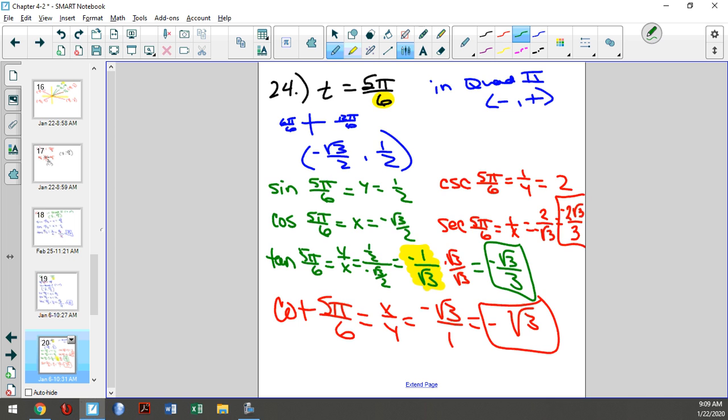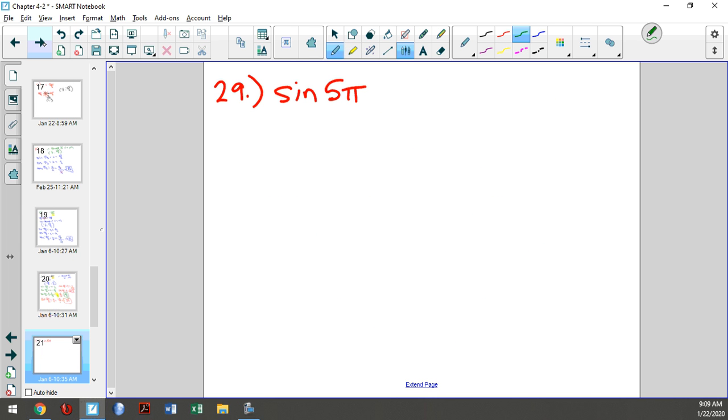Meaning they're giving you a corkscrew angle. Since they're giving you a corkscrew angle of 5 pi, they want to know what 5 pi is equivalent to on the unit circle. So all it wants you to do is basically find the coterminal angle between 0 and 360 or 0 and 2 pi. So you're simply going to take 5 pi and subtract 2 pi. What is 5 pi minus 2 pi? 3 pi.